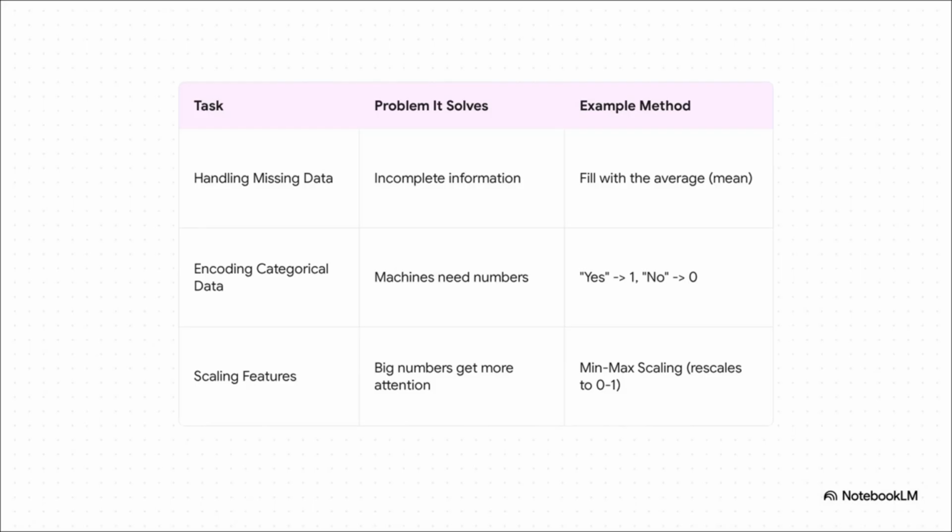So how do we fix this mess? We have a whole toolkit for this. For missing data, a common trick is to fill in the blanks with an average value. And since machines only understand numbers, not words, we have to encode things like yes and no into 1 and 0. And to make sure that one big number doesn't get way too much attention, we scale all the numbers down to a common range, like 0 to 1.